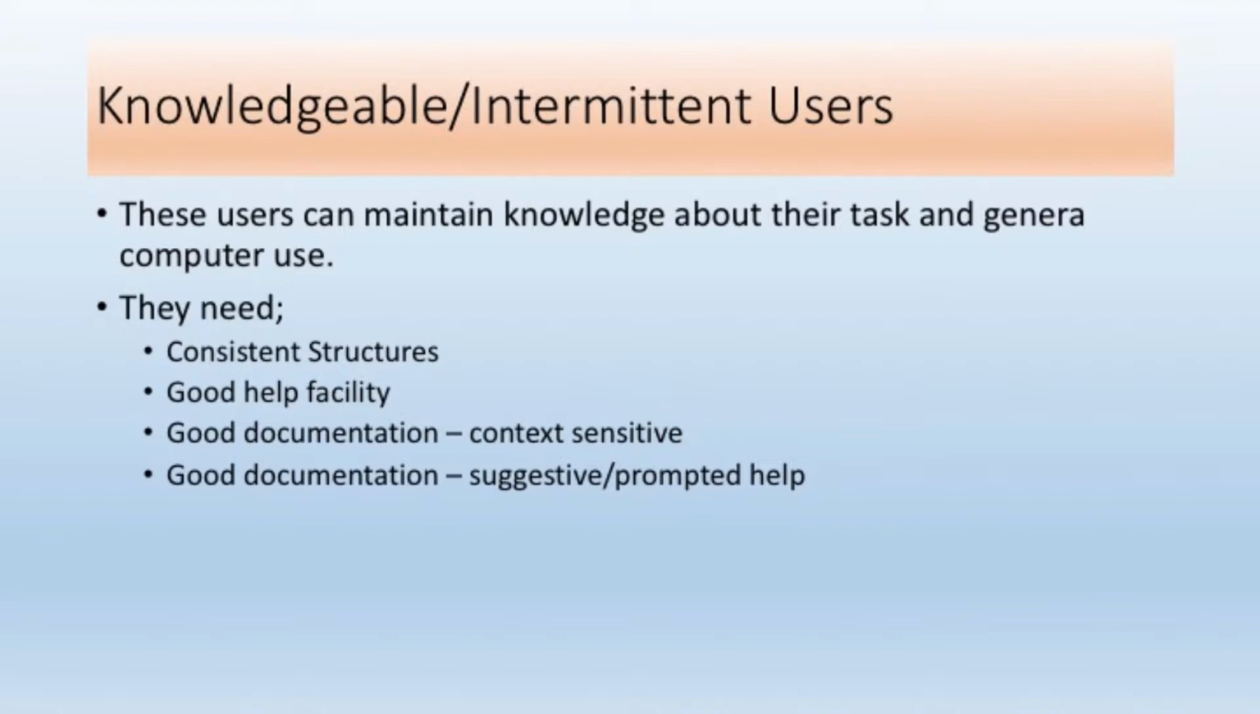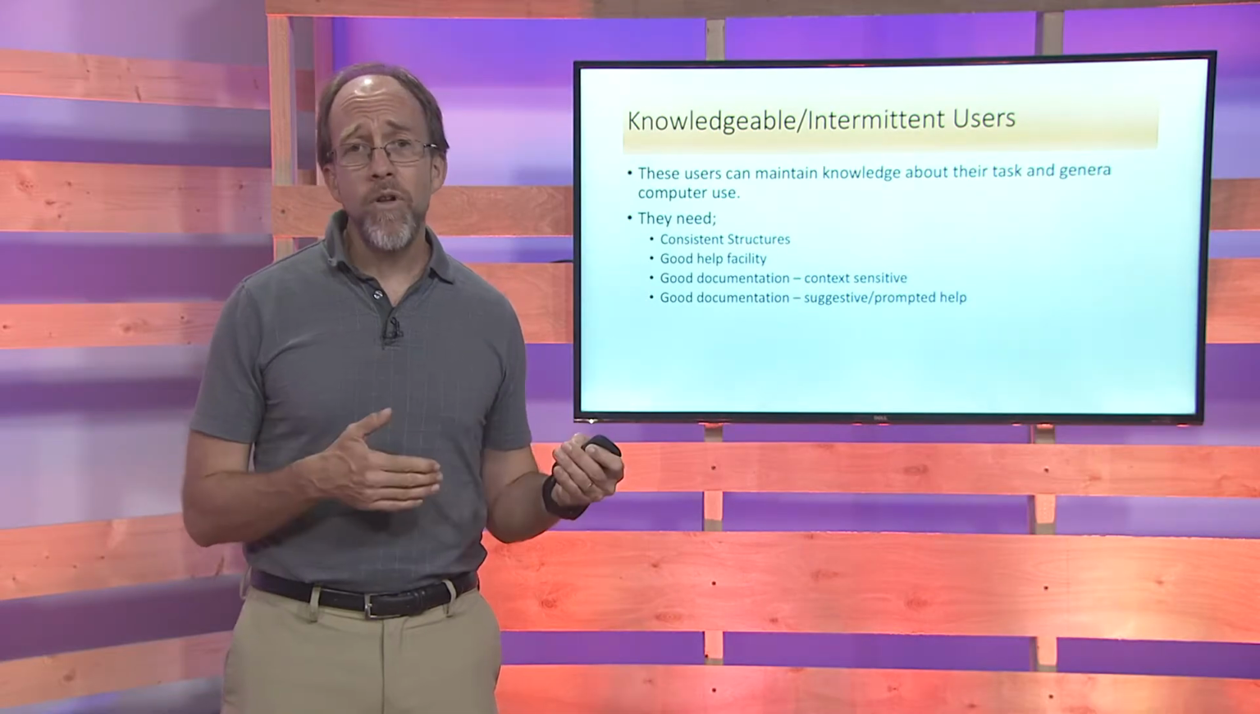Consistency, they will have a mental model. They'll have pictures of how they expect the system to work. And if you are consistent with that set of expectations, the system will be successful. They're still going to need documentation and help, the things that the novice users need, but not at the level at which a novice user would need it.